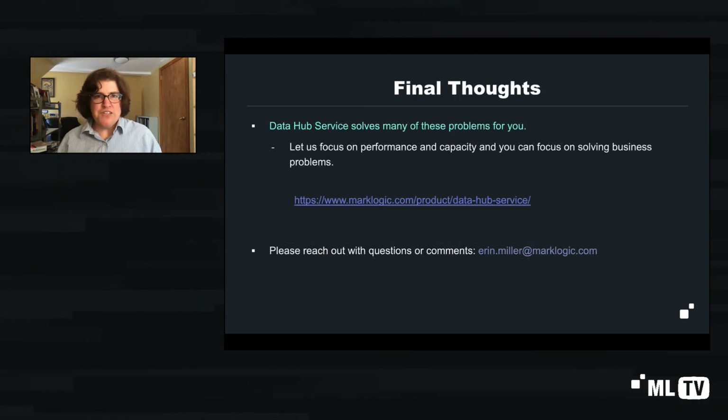So final thoughts. Basically, the Data Hub service will solve many of these problems for you. You won't have to worry about IOPS. You won't have to worry about, do I have enough RAM to get through this? We can scale out for you as needed. So what I would suggest is let us focus on performance and capacity, and you can focus on solving your business problems with the Data Hub. So this is, again, a great opportunity to try it out. I highly recommend doing that.